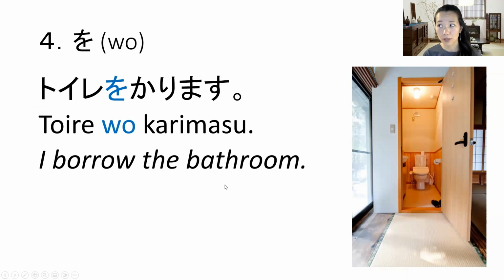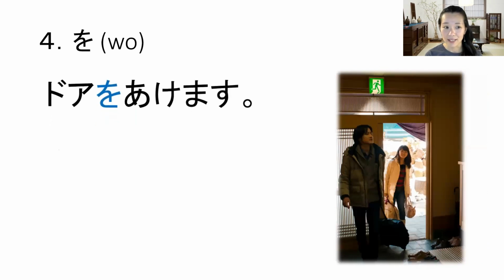So it's important to say the phrase when you visit someone's house and you want to use the bathroom. So you can say, トイレを借ります。Repeat after me. トイレを借ります。One more time. トイレを借ります。Next sentence.